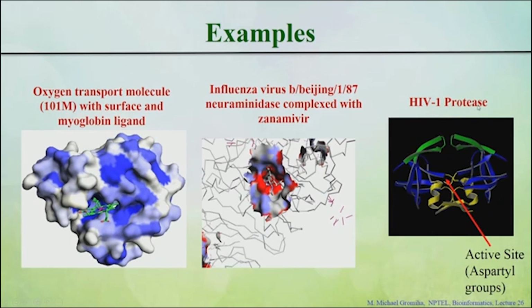This is another one, HIV protease. Here also you can see the aspartyl group, which can act as the active sites, so that the ligands can go and interact at these sites. So, there are several examples available in the literature for protein-ligand complexes.